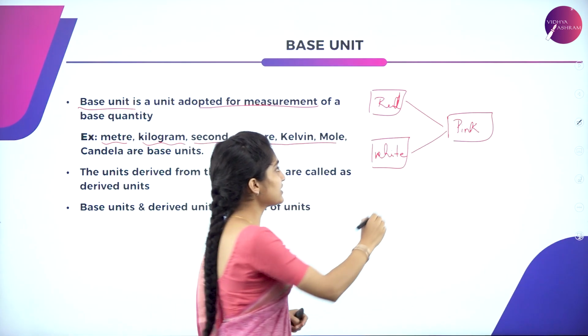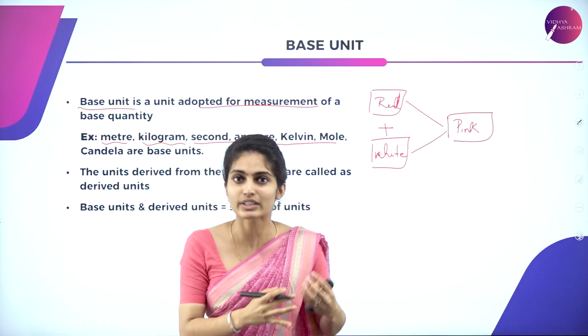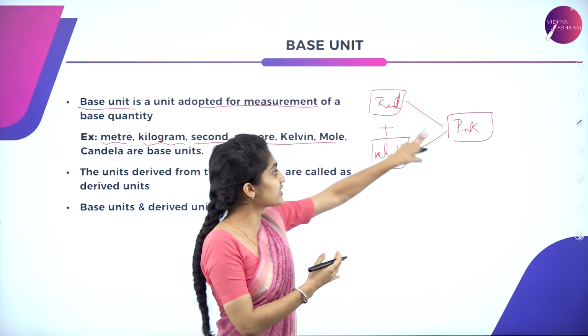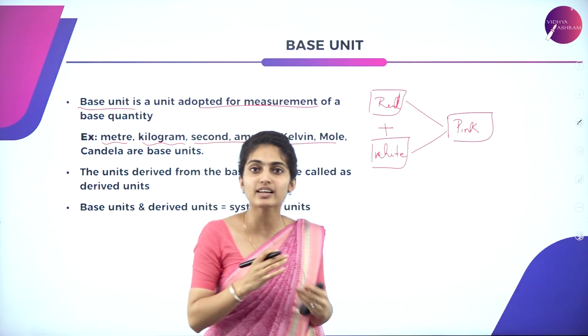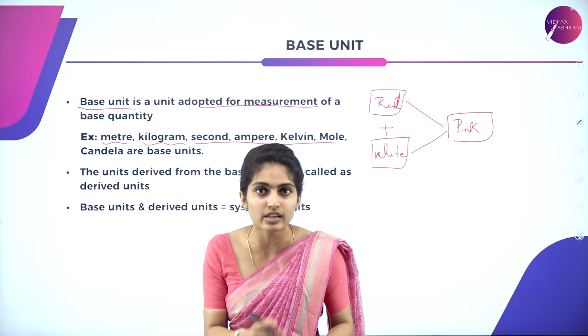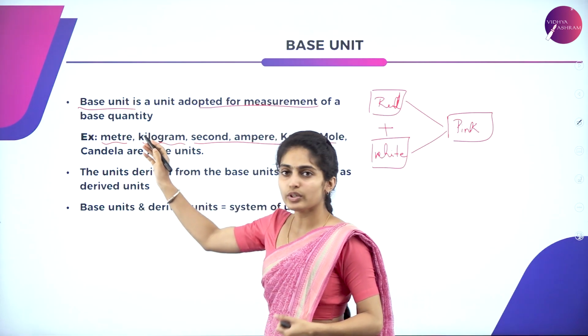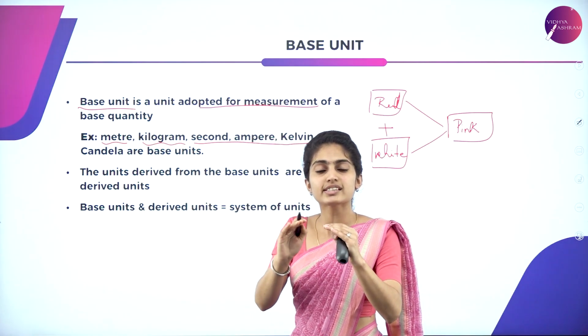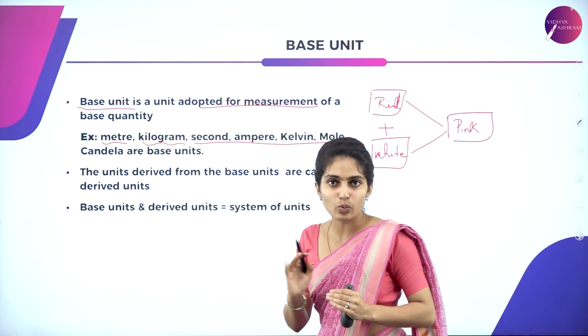So red plus white, a mixture of red and white, what will it give you? It will give you pink color. So it is a derived color. These are the base colors, and this pink color will be a derived color. Similarly, it comes up to the unit also. So base unit is one which is applied for basic quantities, certain base quantities.